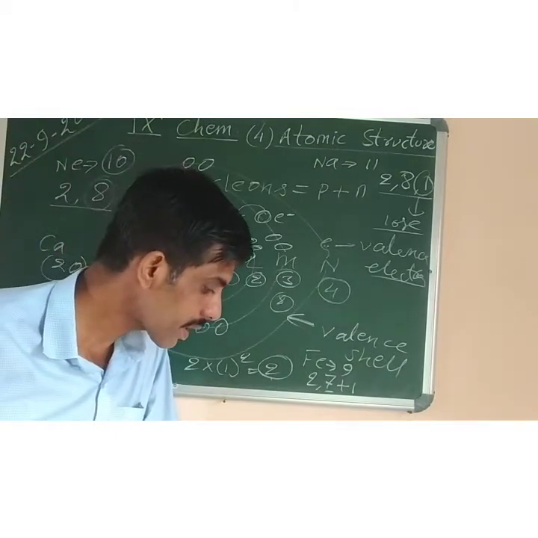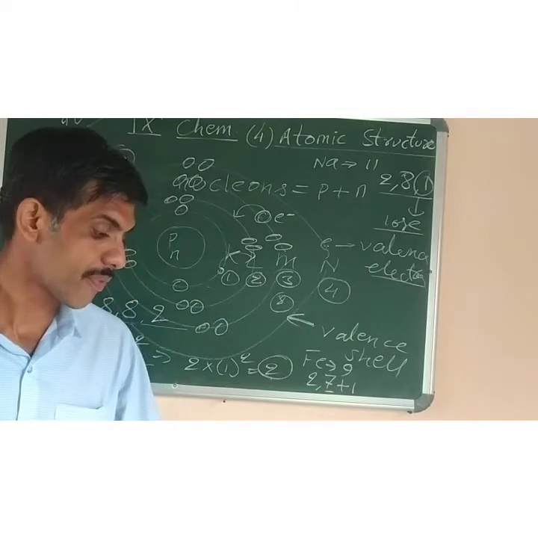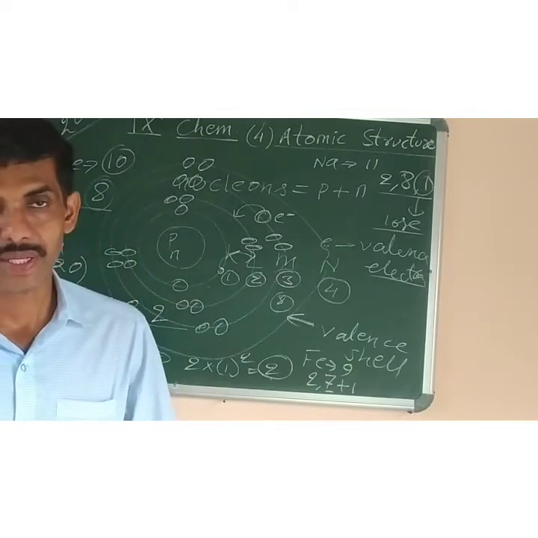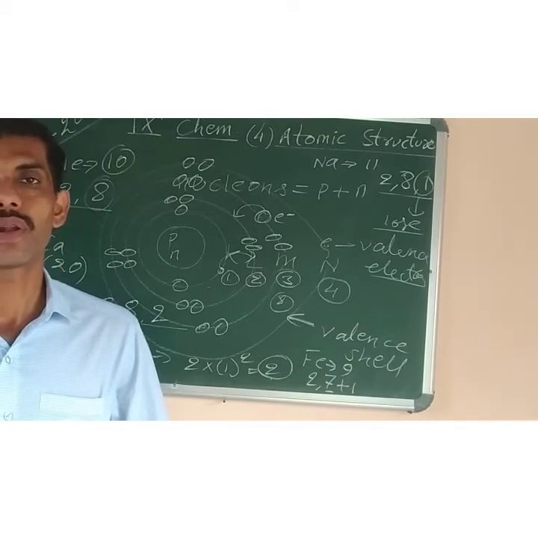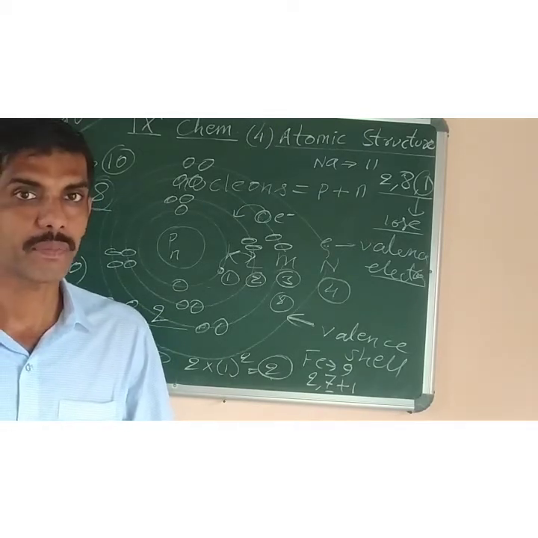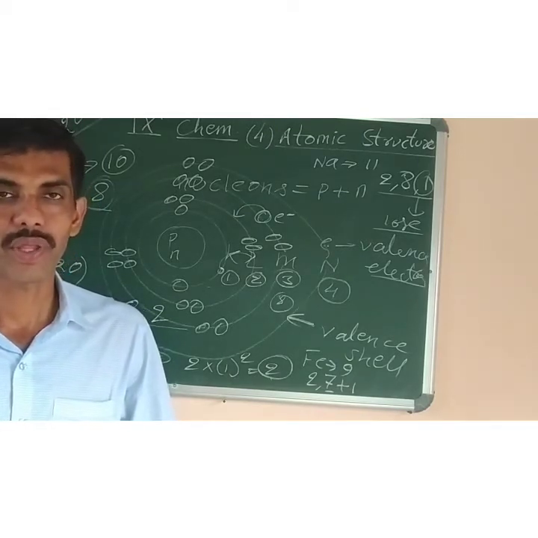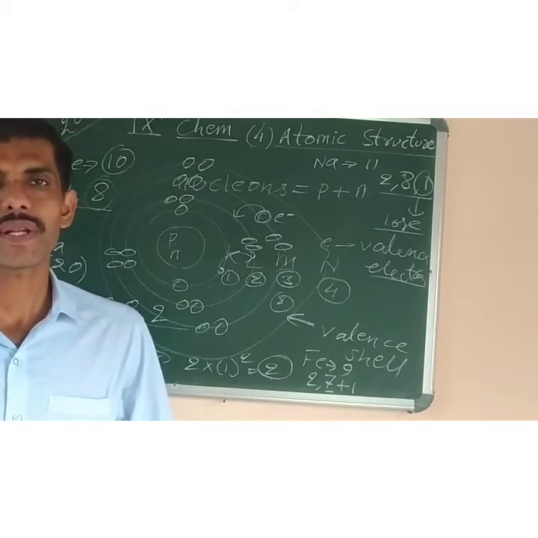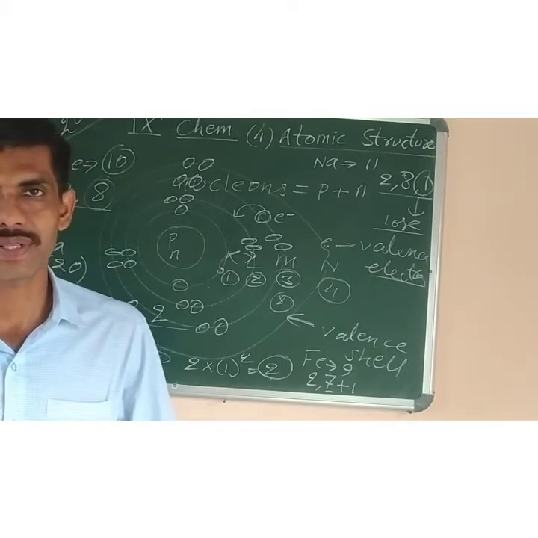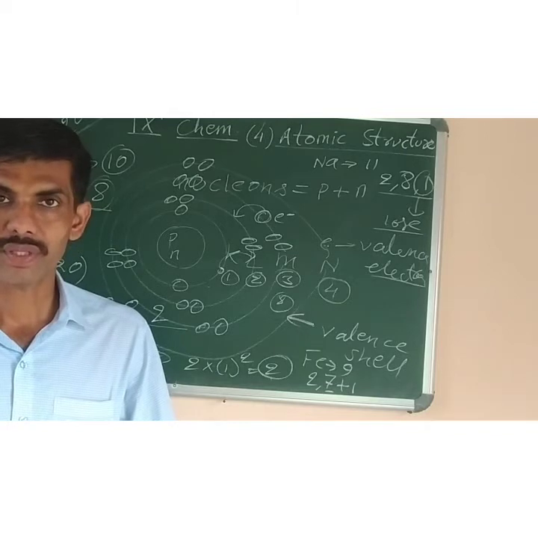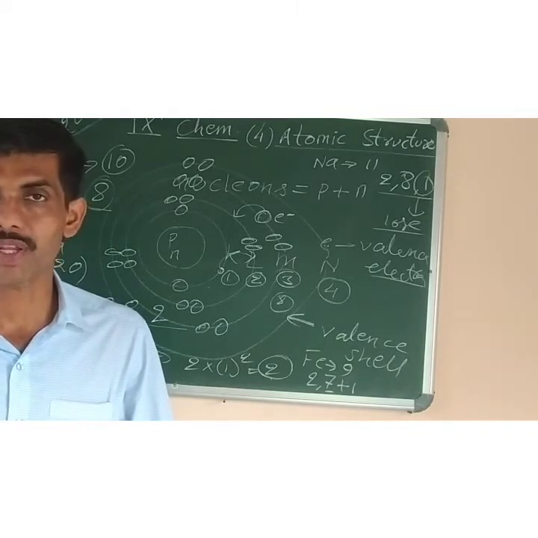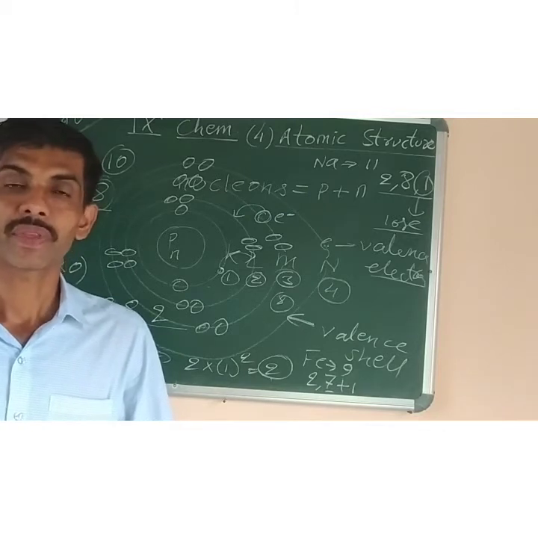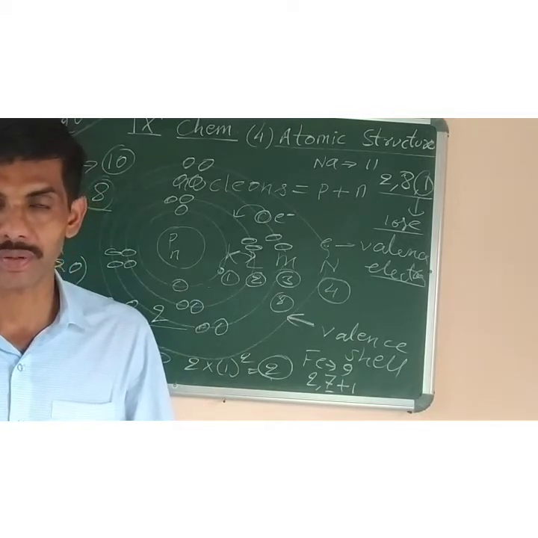Okay. Now next, exceptions of the octet rule. What is the meaning of exception? Where does this rule not apply? The octet rule will not apply in the case of helium, lithium, hydrogen. Why? Because these elements have only 1, 2 and 3 electrons in total, since their atomic number is 1 in case of hydrogen, 2 in case of helium, 3 in case of lithium.